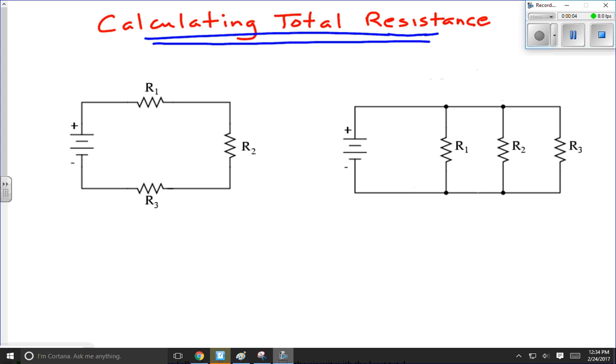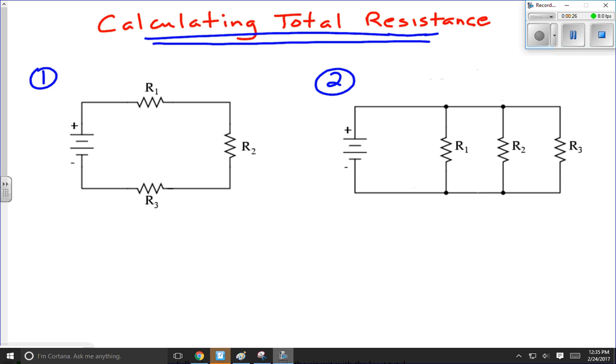This video lesson is all about calculating the total resistance of a circuit. Now, to calculate the total resistance of a circuit, first thing we have to do is figure out which type of circuit we're dealing with, a series circuit or a parallel circuit. So I've got two circuits drawn up on the board here. Call this one circuit number 1 and this circuit number 2. And we figure out which one's parallel, which one is series.